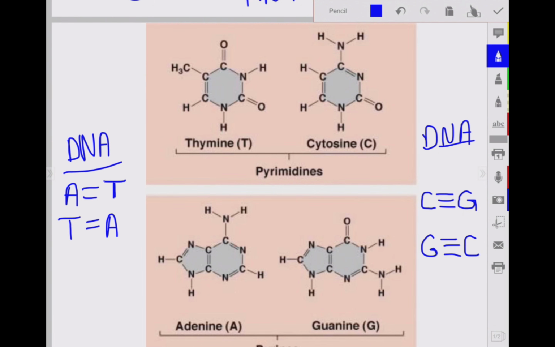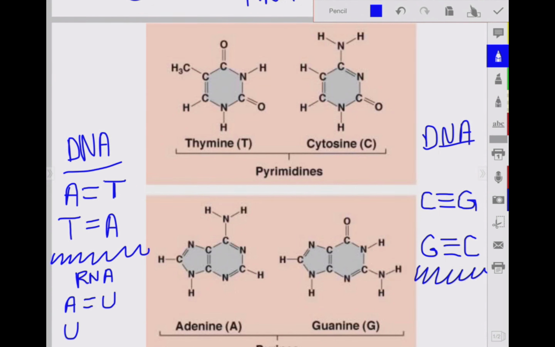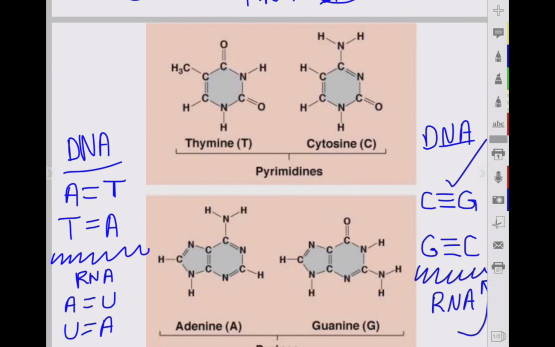All you have to remember, the difference, draw a little lightning line here. The only difference in RNA is that adenine bonds with uracil. Uracil bonds with adenine. And there's no difference over here. RNA follows these rules. Here, cytosine, guanine, they bond as per normal. Just that one distinction to remember.